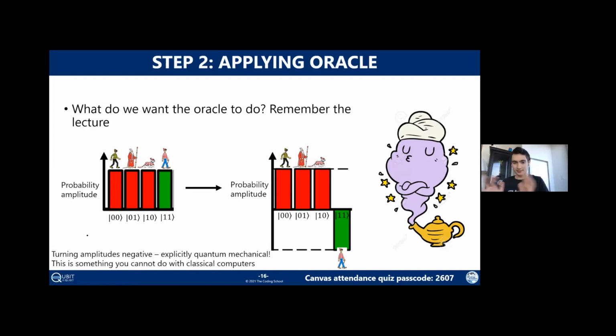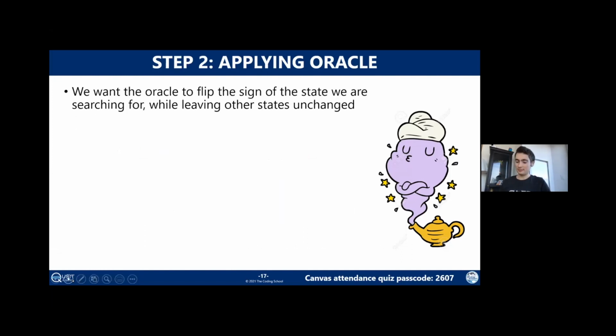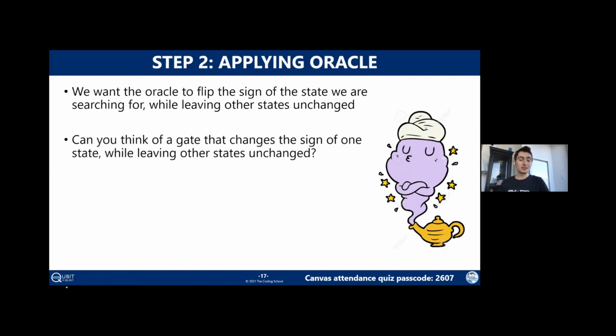So this is the idea of what we want the oracle to do. Now let's think about what gate that would actually be, right? Can you think of a gate that changes the sign of one state while leaving the other states unchanged? I'm not sure if we have actually directly talked about this gate before, but you should have enough knowledge at this point to figure it out if you think carefully about this.